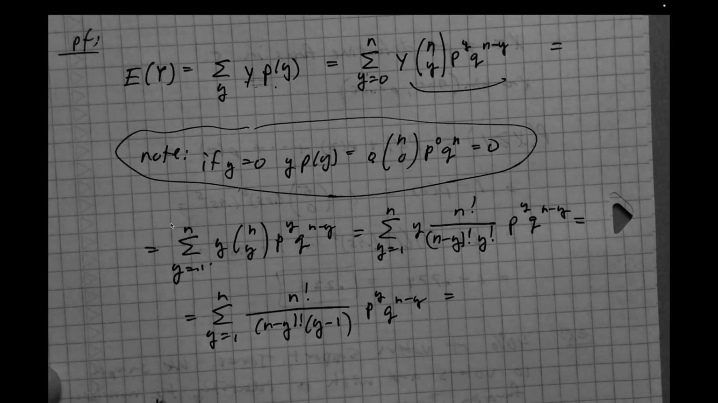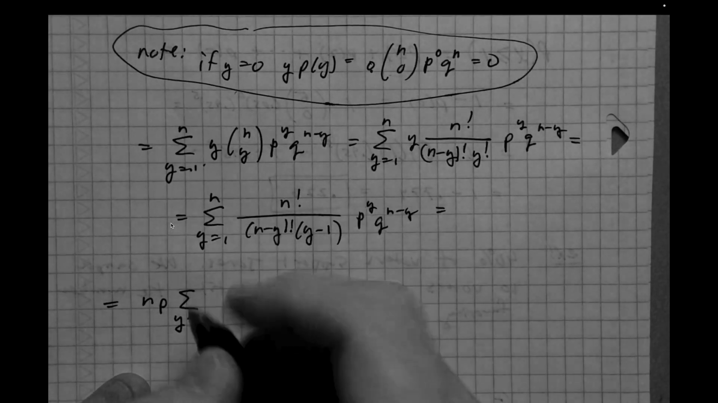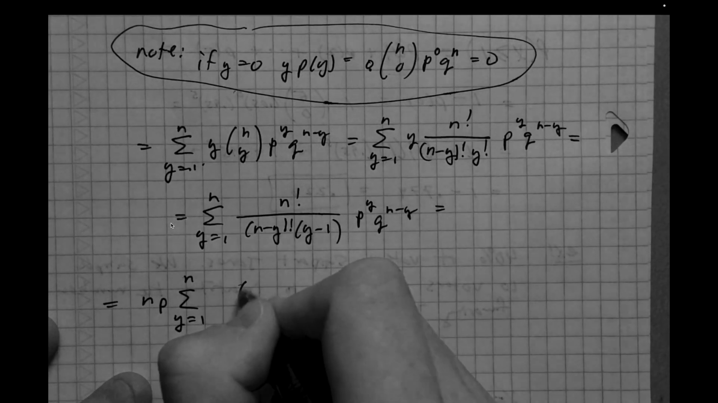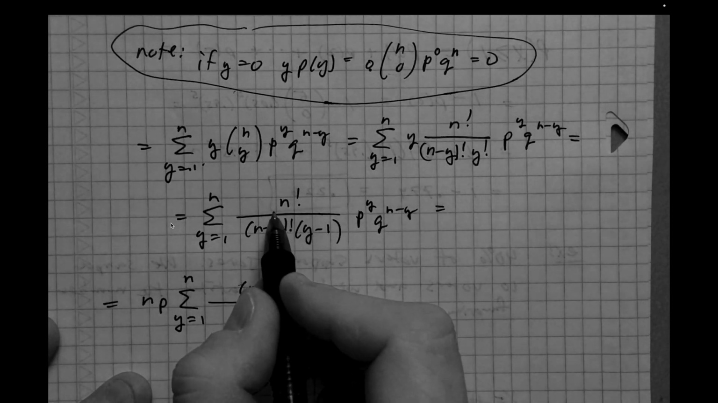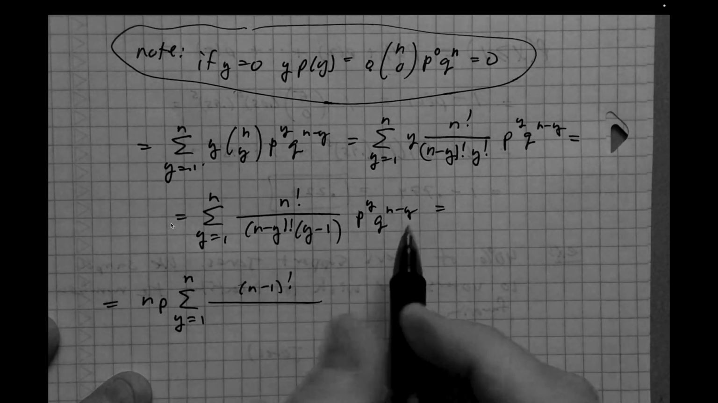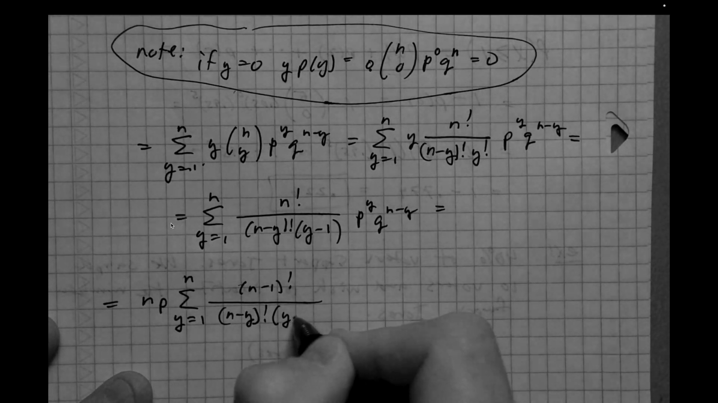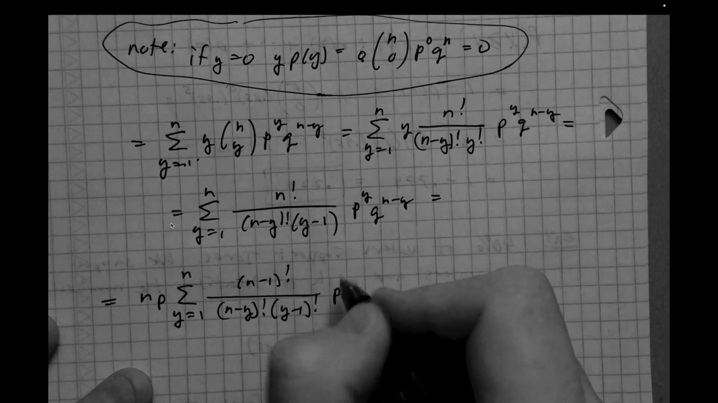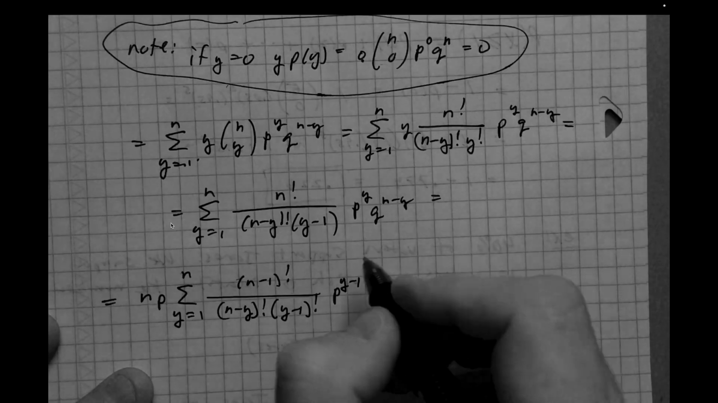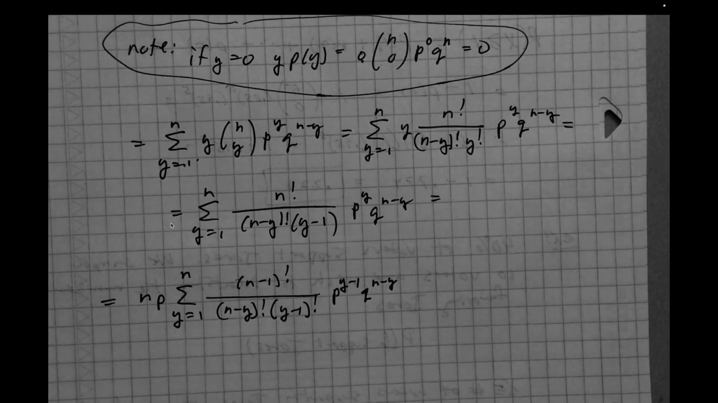When we do that, we get n times p, and my sum stays the same, y equals 1 up to n. It's going to be (n minus 1) factorial, where I'm taking an n out of each term. Then down below, it'll be (n minus y) factorial and (y minus 1) factorial. And this will be p to the y minus 1, and then q to the n minus y.